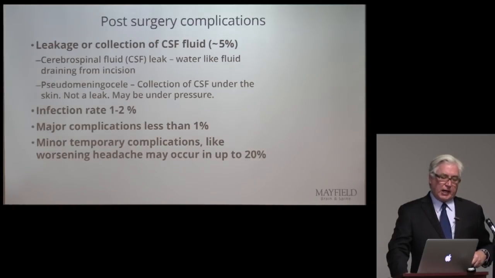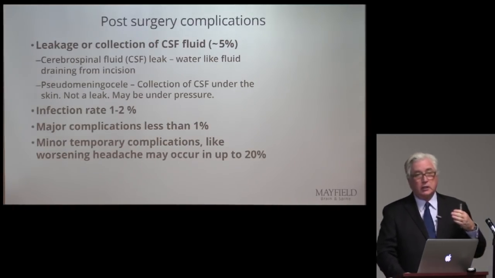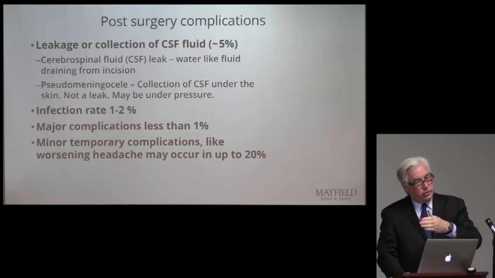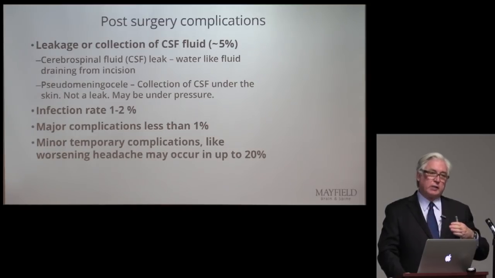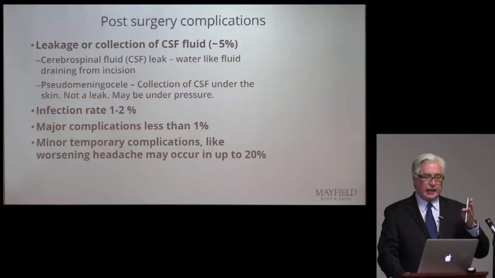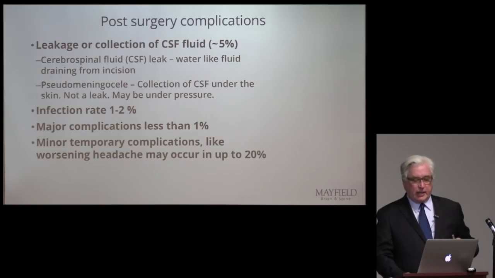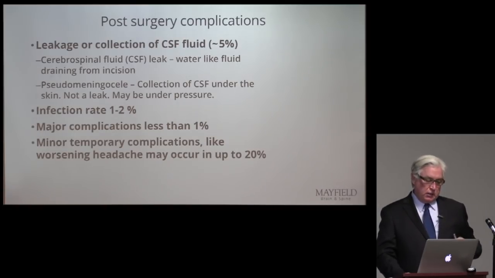And so there are complications that can occur. The spinal fluid leak will never be zero, but we do everything we can to drive it as close to zero as possible. The infection rate is around 1%. Major complications like a heart attack or a stroke or something cataclysmic happening are extremely rare. You could die from this surgery. So the major total complications are around 1%.